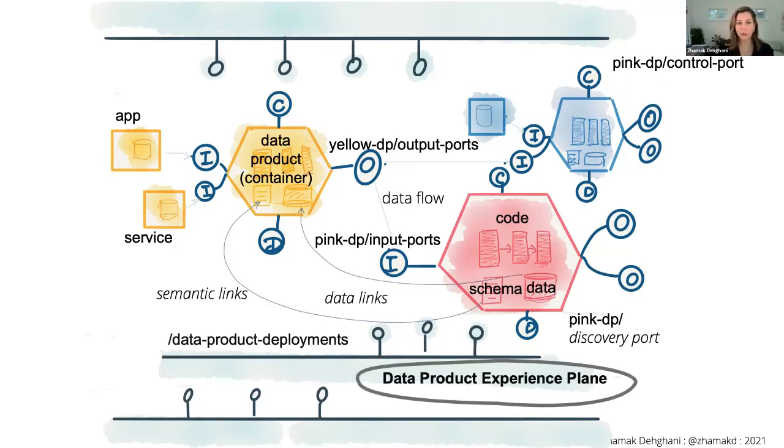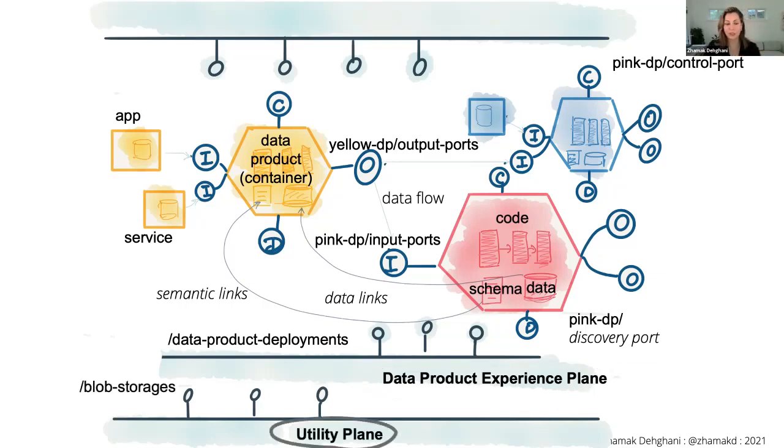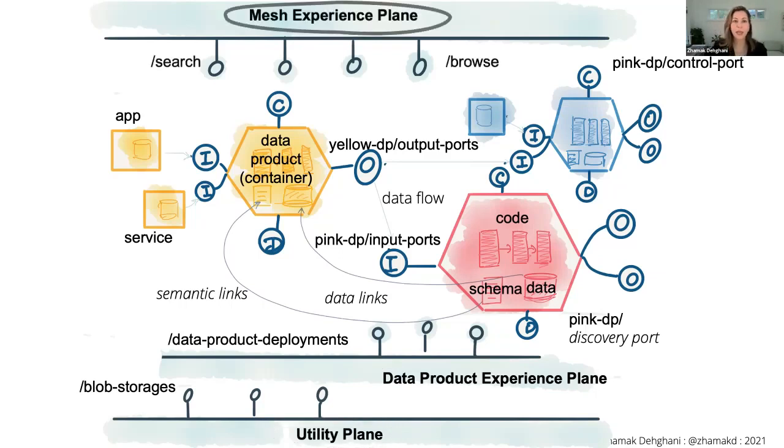What is the platform? So we talked about three planes, right? The plane that I think is really important to focus on if you get started is this data product experience plane. So you might have an endpoint, your API for data product deployments, that allows you to declaratively deploy your data products. Then that plane uses the utility plane to provision blob storage, because my output port happened to use blobs. And on the mesh experience plane at the top, you have mesh level functions, right? Search, browse, those are the APIs that you probably want to expose up there.